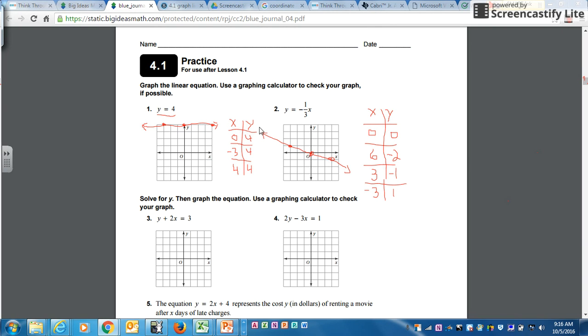Okay, notice this one is sloping downward. And this is a negative number. And this m is our slope, so we know it's going to slope downward. Okay, I'm going to do a separate video for problems 3 and 4.